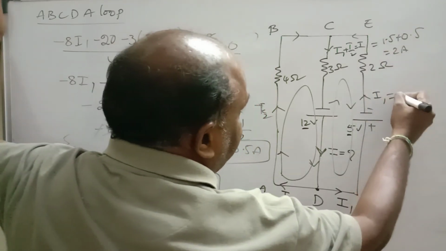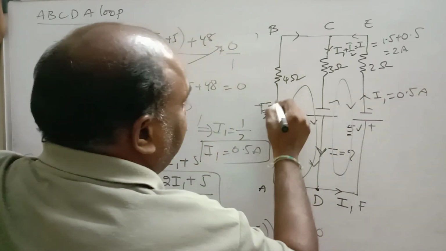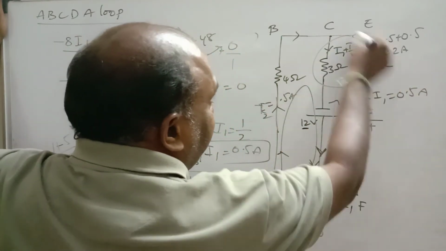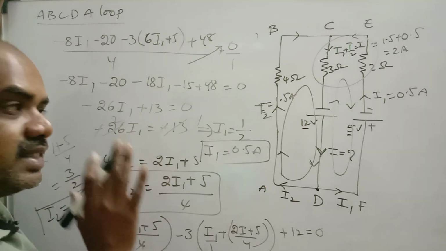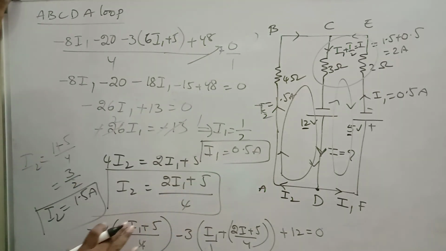That means in this wire 0.5 ampere is going, here 1.5 ampere, and in the middle wire 2 ampere current is flowing. This is what Kirchhoff's second law application. This is also called loop law.